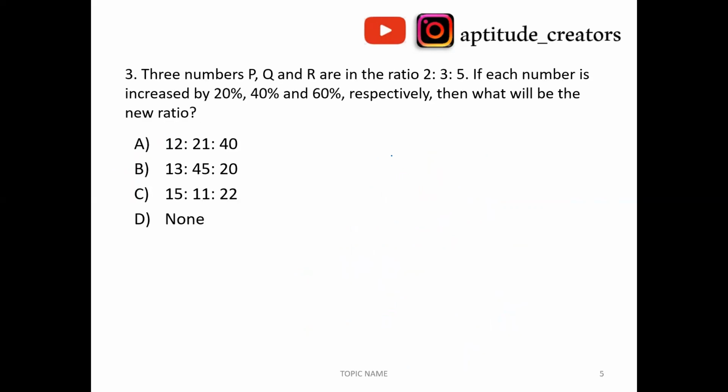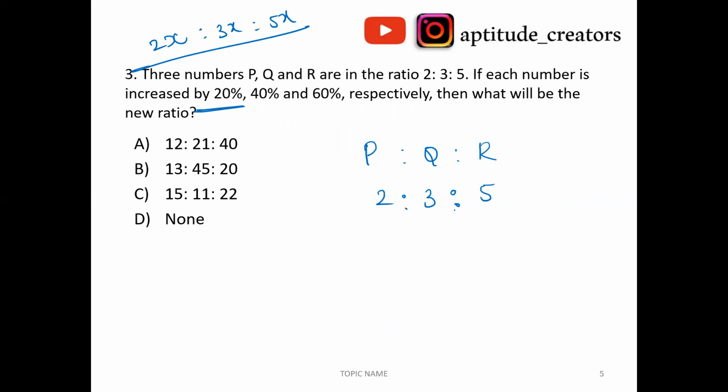Three numbers P, Q, R are given in the ratio 2 is to 3 is to 5. Now each number is increased by 20%. Most of the people will calculate using the method 2x, 3x and 5x. No need to go with this method. It will take time in the exam. Can I consider them as 20, 30 and 50? There will be no effect on the ratio.